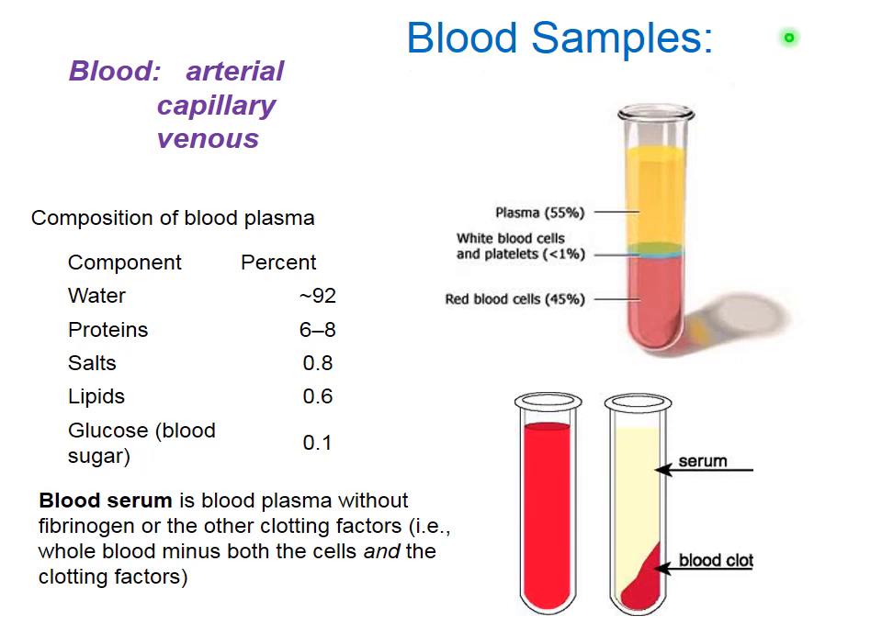So the most common samples are blood related, and we know why from pharmacokinetics and pharmacodynamics. We know that blood connects all the tissues, all the areas of the human or animal body. So by studying blood, we theoretically can see everything.